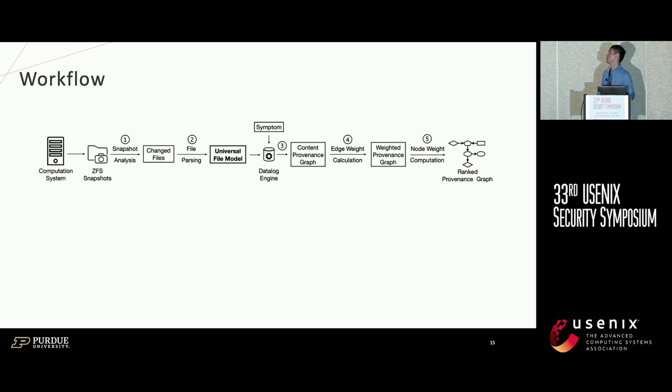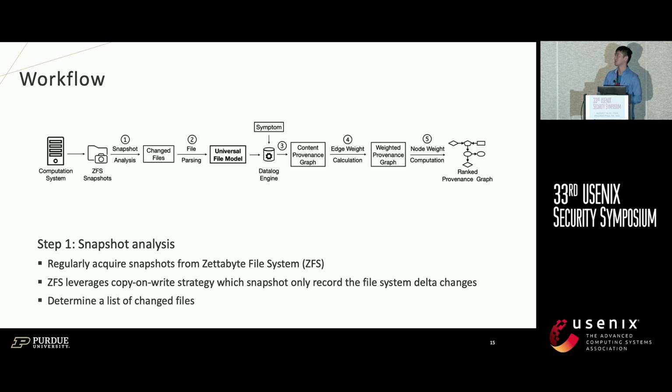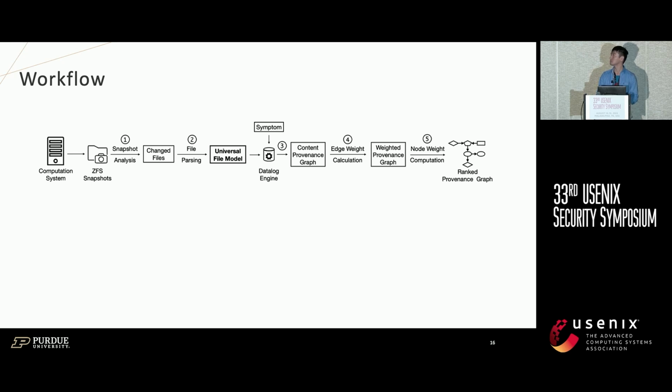This is the workflow of our system. It consists of 5 different steps. In the first step, we do the snapshot analysis. We regularly acquire snapshots from the ZFS system. This system leverages a copy-on-write strategy, so a snapshot only records the file system data changes. In this way, we can easily determine a list of changed files.